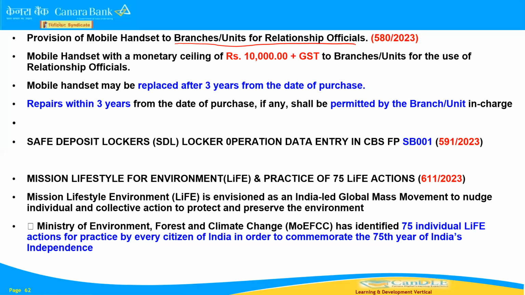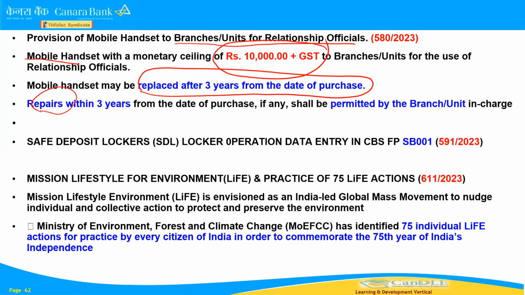To encourage these customer relationship officers to do good for the bank, the bank has given a mobile handset costing 10,000 plus GST, and their SIM also. The mobile handset may be replaced every 3 years, and they will get a new handset. Within 3 years, if any repairs happen to the mobile, that will also be permitted by the branch. Most important is the 3-year replacement and 3-year repair that the bank will bear. 10,000 rupees plus GST is very, very important.